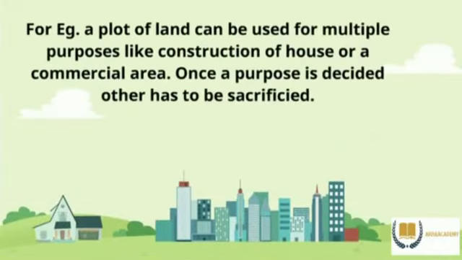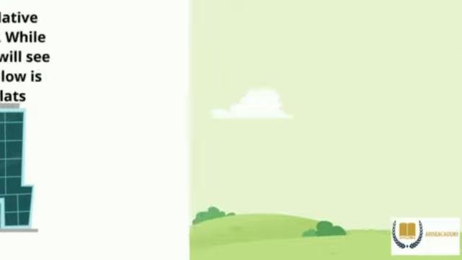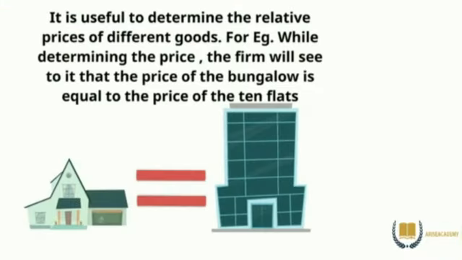For example, a plot of land can be used for multiple purposes like construction of a house or a commercial area. Once a purpose is decided, the other has to be sacrificed. It is useful to determine the relative prices of different goods. For example, while determining the price, the firm will see to it that the price of the bungalow is equal to the price of the 10 flats.